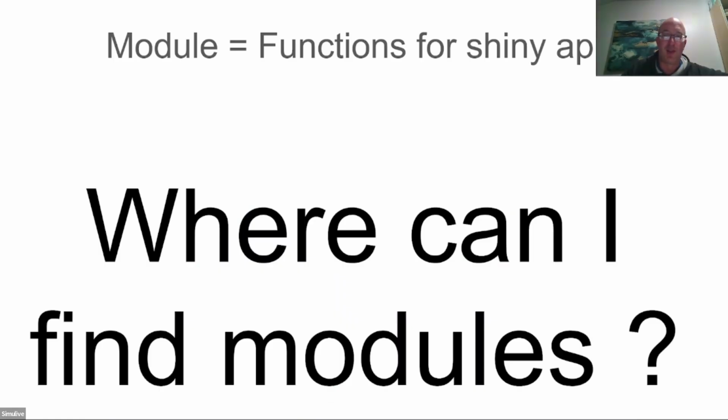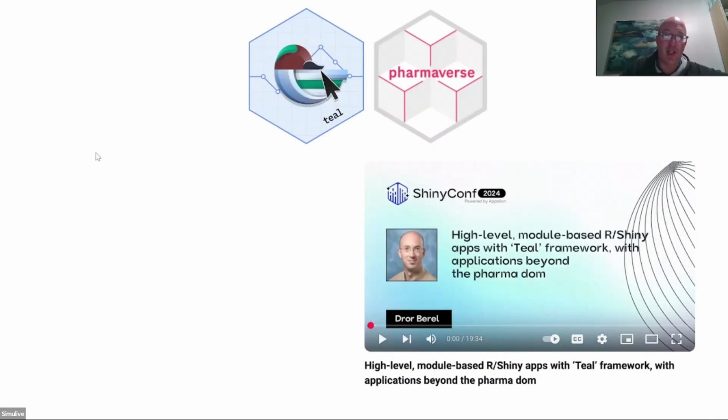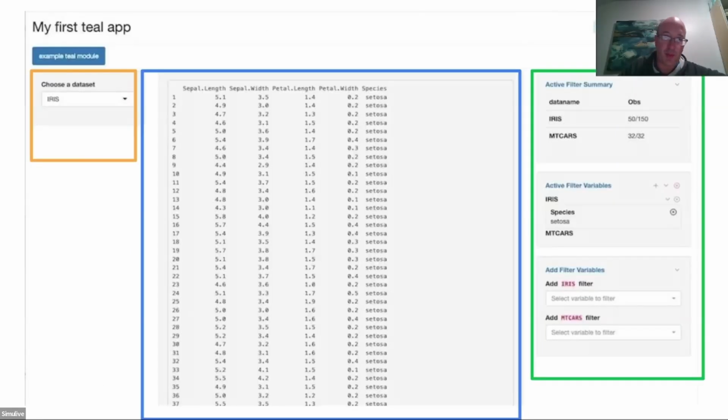Modules, functions for Shiny apps, could come and help. The question is, where can I find modules so I don't need to write them each time from scratch? Luckily, I did find some from the Pharmaverse open source community, which developed an ecosystem called Teal. This was already the topic of my talk last year at both ShinyConf and Cascadia R, so go check those recordings on YouTube.